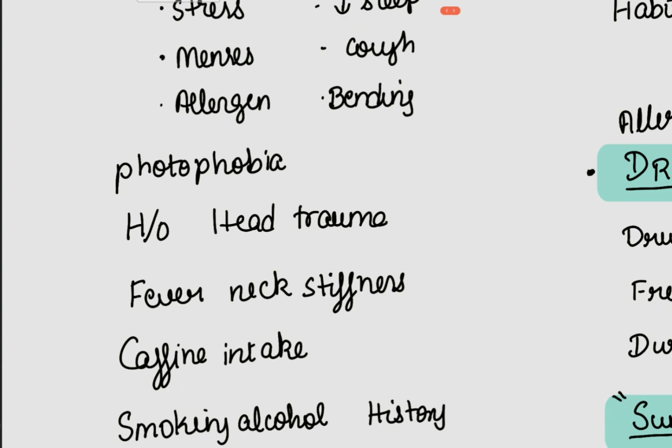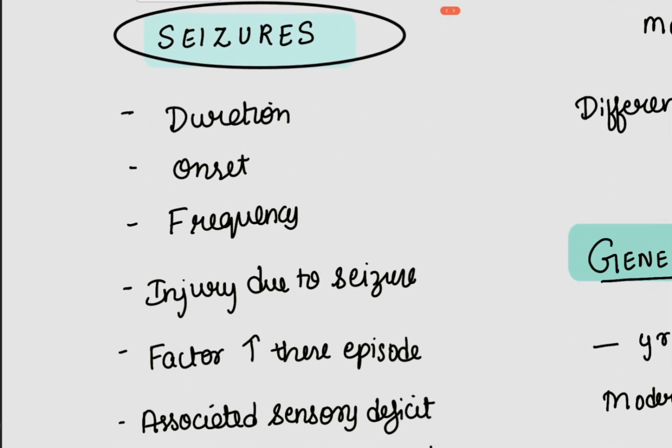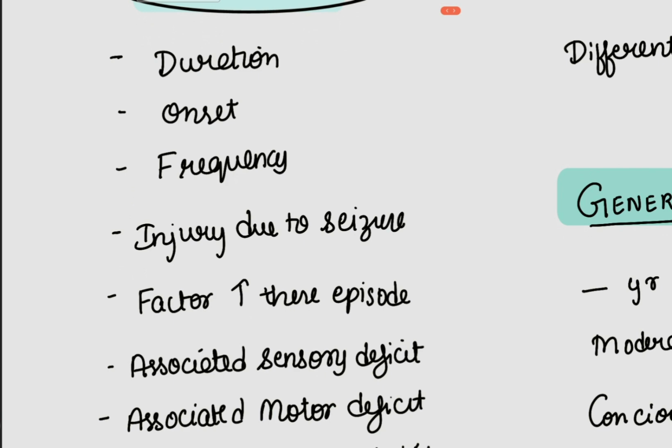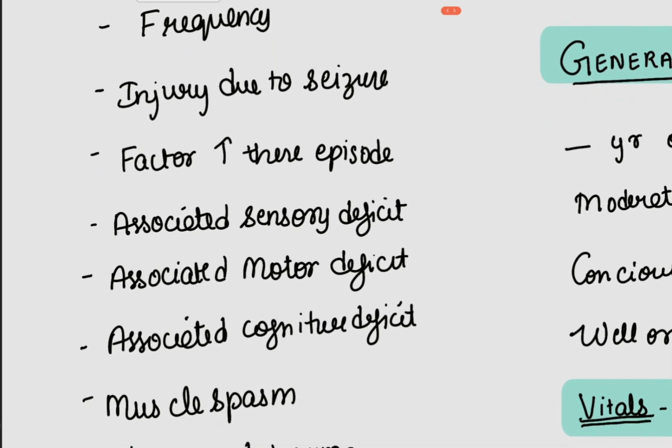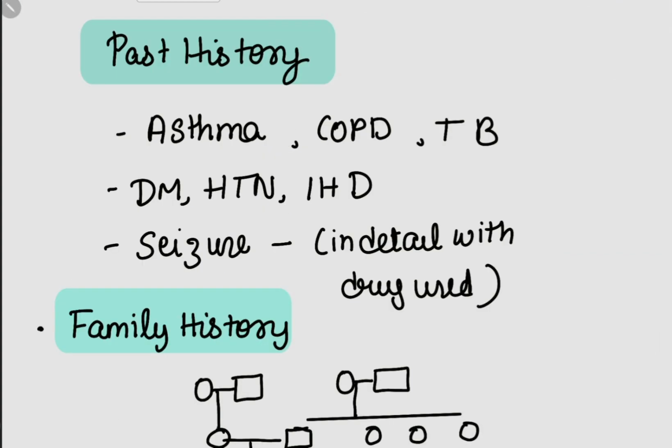Then, related to headache, we'll ask about photophobia, history of head trauma, fever, neck stiffness, caffeine intake, smoking, alcohol history. Then if he had any seizures during that episode, we'll ask about duration of seizures, onset, frequency, injury due to seizure, factors which increase this episode, associated sensory deficit, motor deficit, cognitive deficit, muscle spasm, history of any head trauma or drug history, and effect of seizure on daily activities.